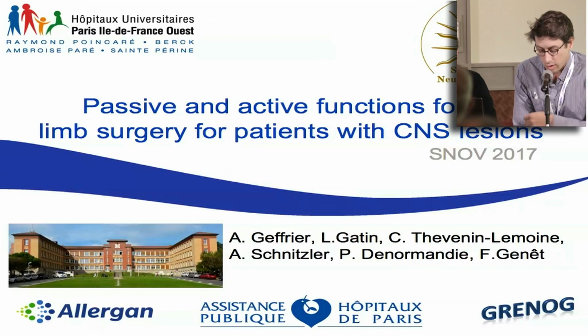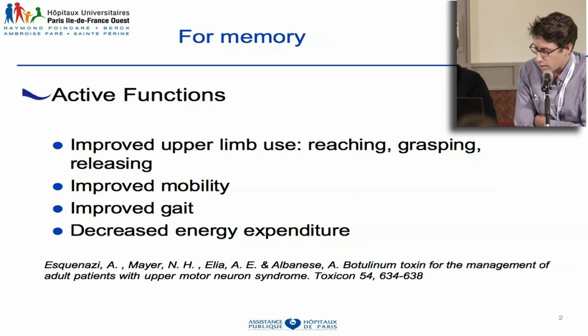So, Honorable Chairman, dear colleagues, this is an overview of a policy to treat upper limb spasticity, and particularly finger flexors contracture, in patients with CNS disorder and non-functional hands, based on 2 studies carried out in our service in Garches. As you know, it's possible to distinguish 2 types of function.